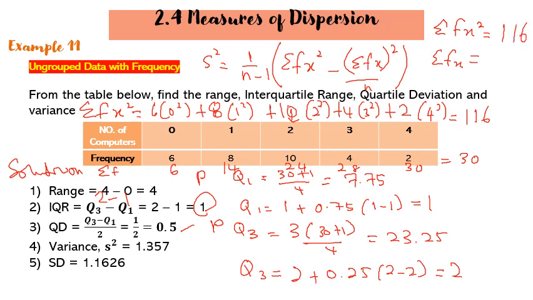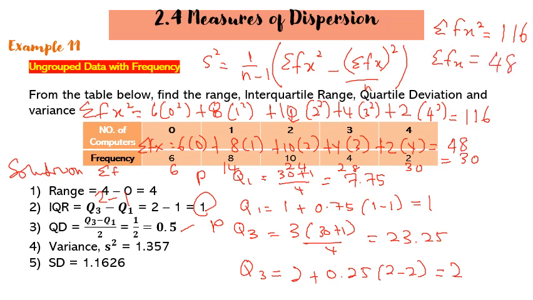And then the summation of fx: 6 times 0 plus 8 times 1 plus 10 times 2 plus 4 times 3 plus 2 times 4, we get 48.